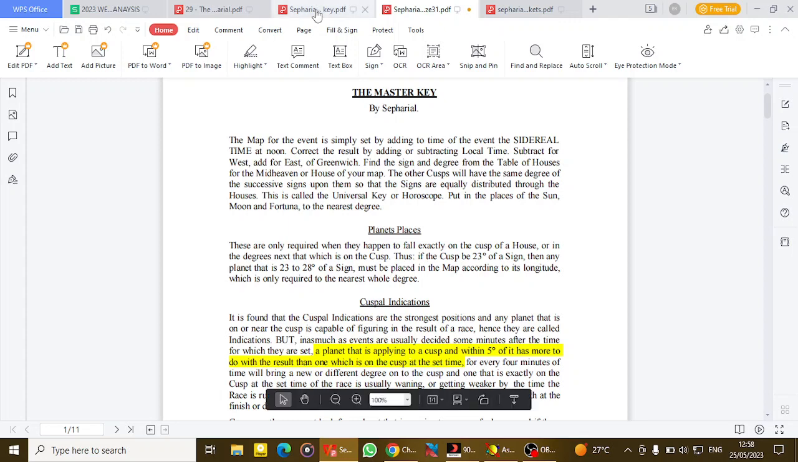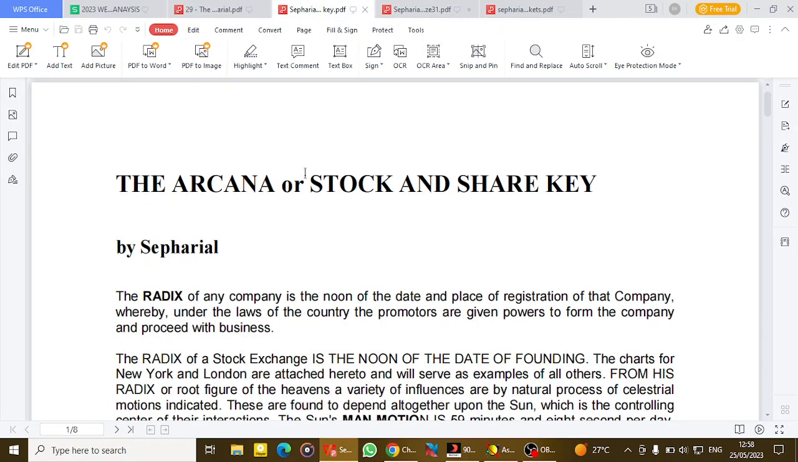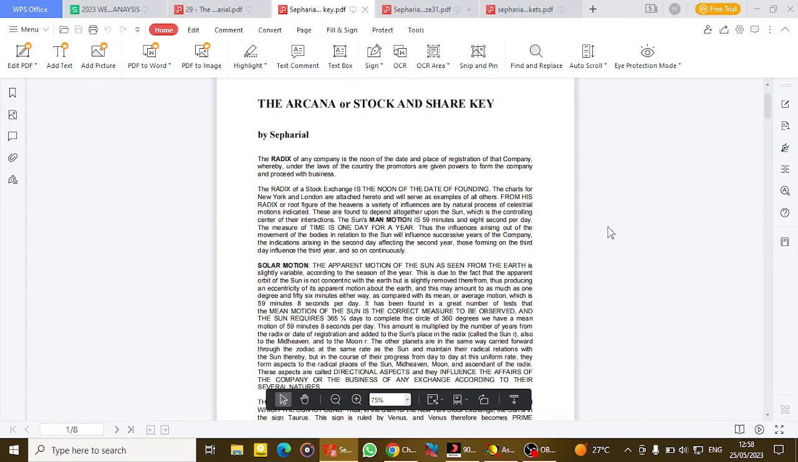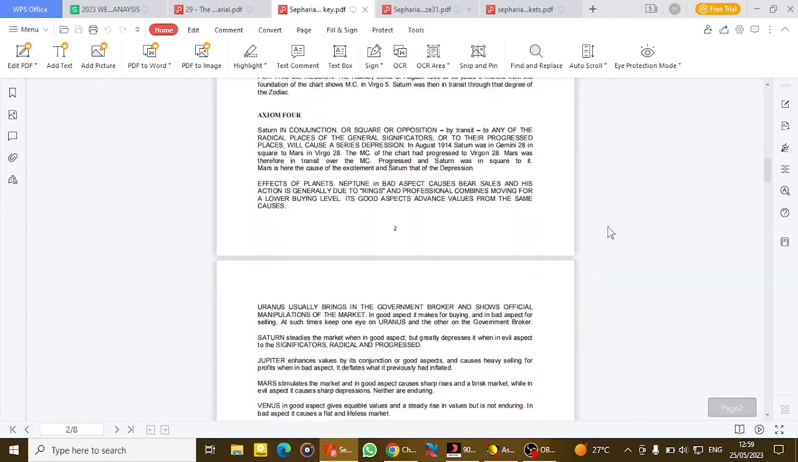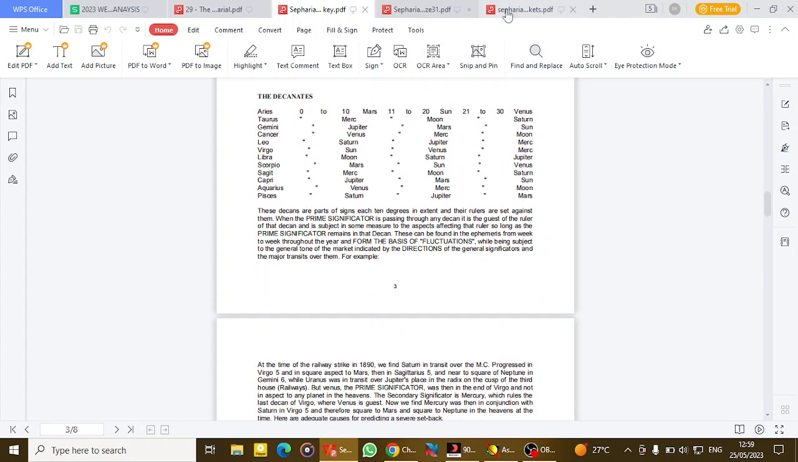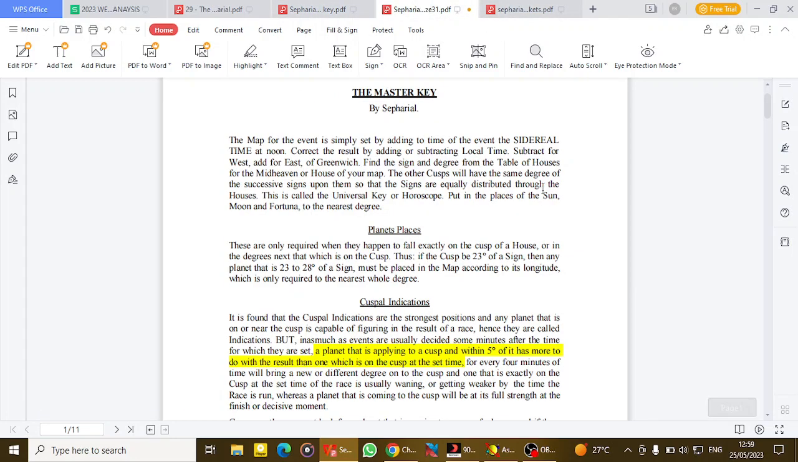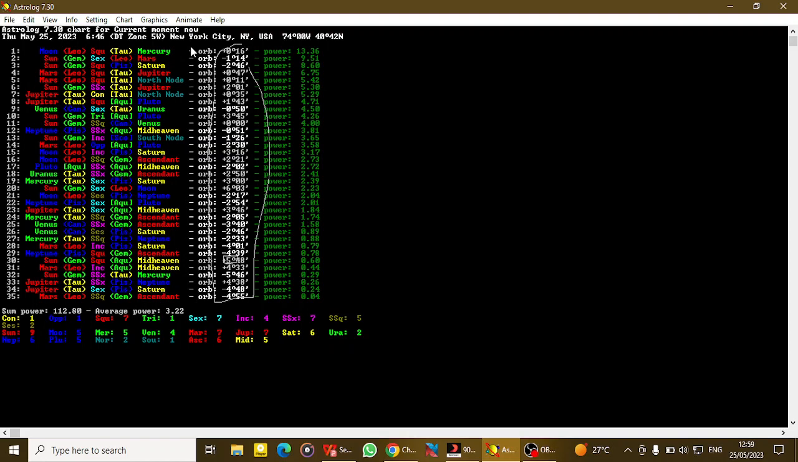The Arcana, or Stock and Share Key, had some details, but he didn't quite specify within the book how much allowance we should give. However, in the Master Key, one of his small booklets which had to do with racing games, he indicated how many degrees of allowance we should give any planet to influence that particular market or thing we're analyzing. So it's 5 degrees maximum, and this 5 degrees maximum is basically our orbs.